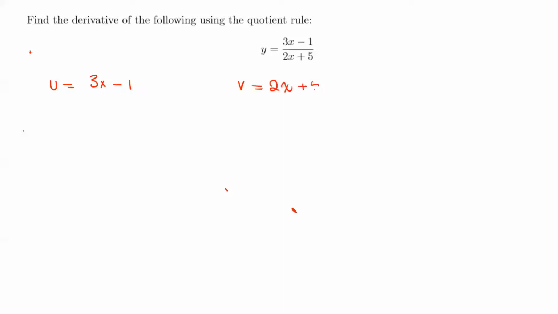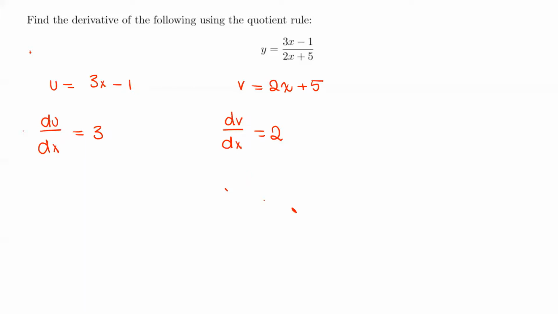2x plus 5. The second step, which is very similar to the product rule, is to find the derivative of both. So we'll have to find du dx, and that's just a simple derivative. The derivative of 3x is just going to be 3, and the derivative of minus 1 is going to be 0, because the derivative of any constant is equal to 0. Similarly, we find dv dx. The derivative of 2x is just going to be 2, and the derivative of 5 is going to be 0.